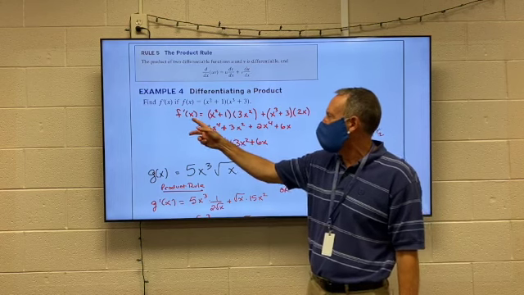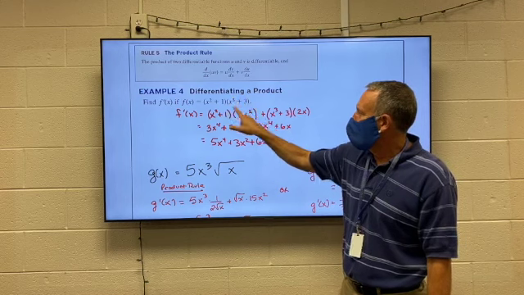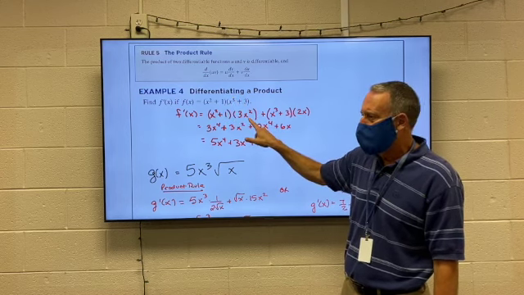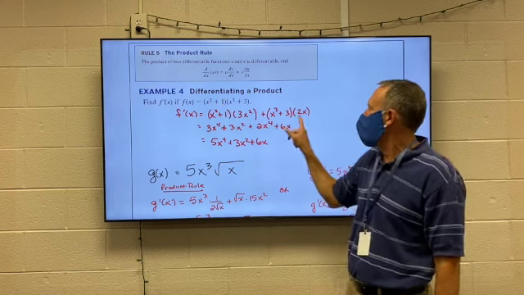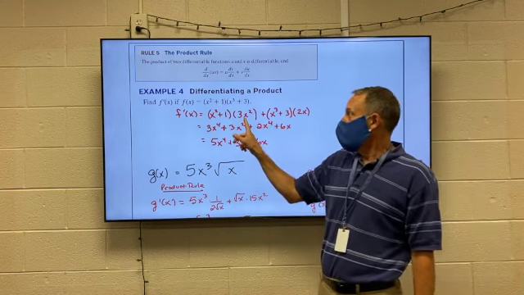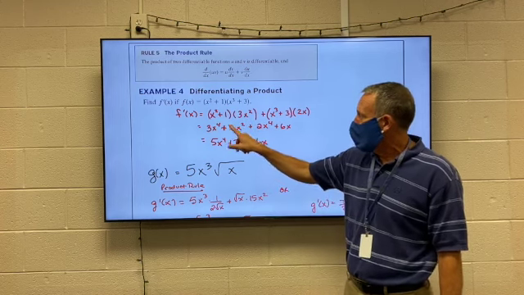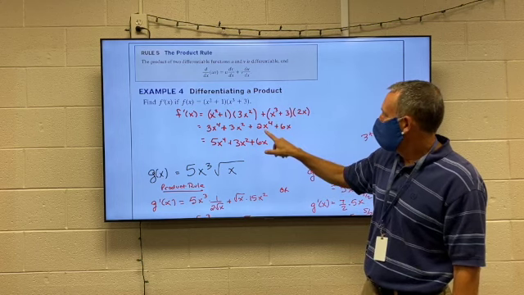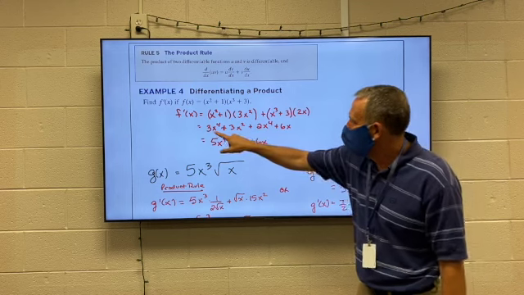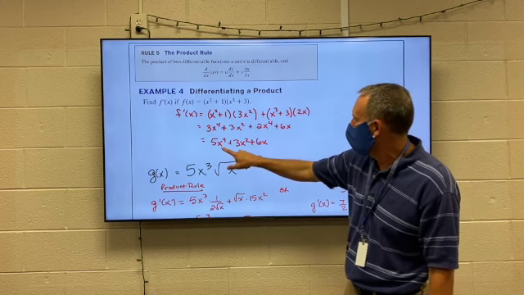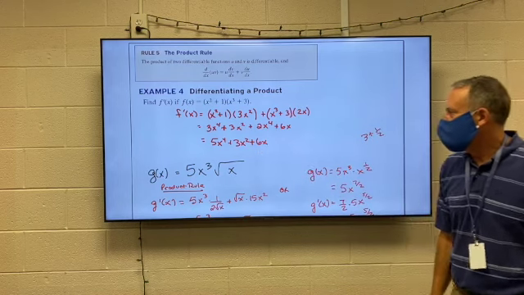So anyway, f prime of x is going to be what? First times the derivative of the second, which is 3x squared, plus the second, x cubed plus 3, times the derivative of the first, which is 2x. Then you distribute it. Distributive property: 3x squared times x squared is 3x to the fourth, plus 3x squared, 2x to the fourth, and then 6x. Any like terms? The 3x to the fourth and the 2x to the fourth make 5x to the fourth, and then you have plus 3x squared plus 6x, and there's your derivative, okay?